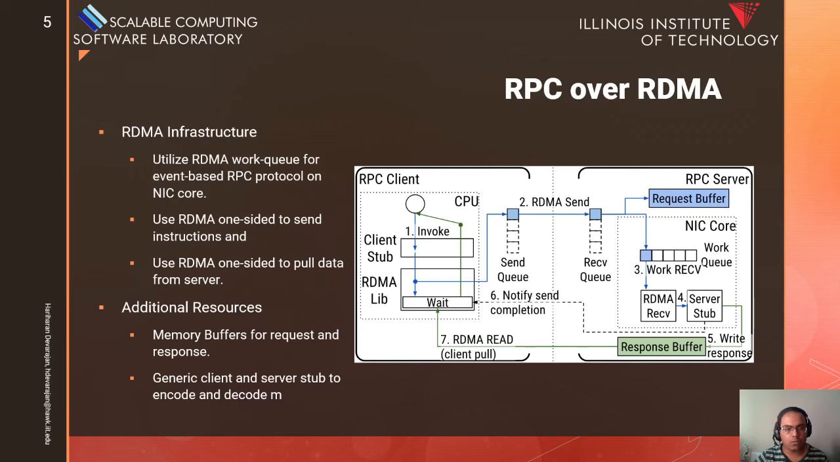Now we discuss how the RPC over RDMA protocol is designed. On the client side, a client stub is invoked by the client core, which serializes and calls RDMA send through the RDMA lib and waits for the response to be ready. On send, the RDMA request is sent to the target's receive queue. On arrival on the receive queue, the work queue framework running on the NIC core pulls the request from the queue, decodes the message, executes the RPC call using the server stack on the NIC core, and then finally writes the response to the response buffer.